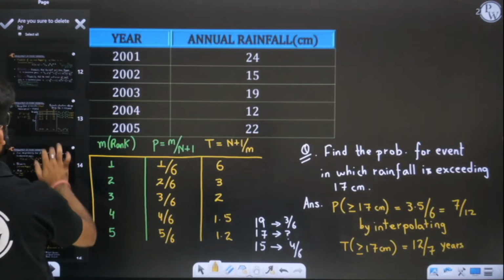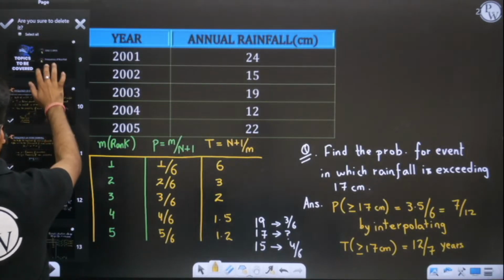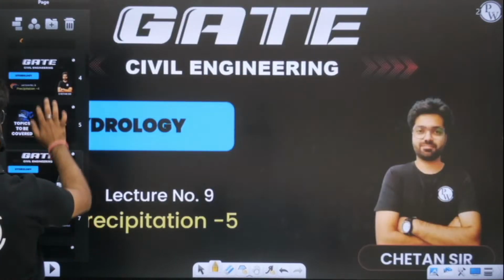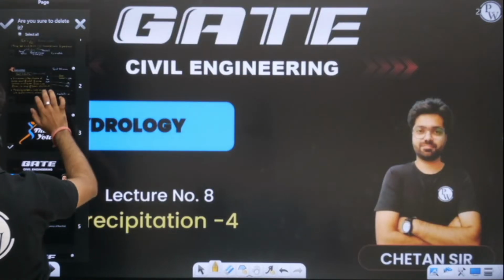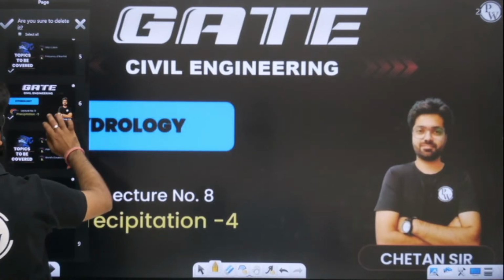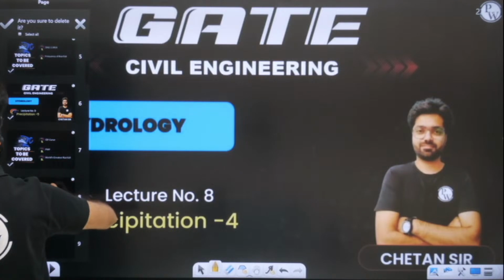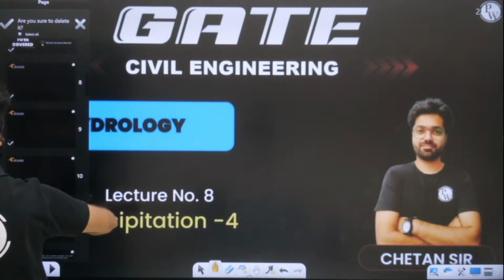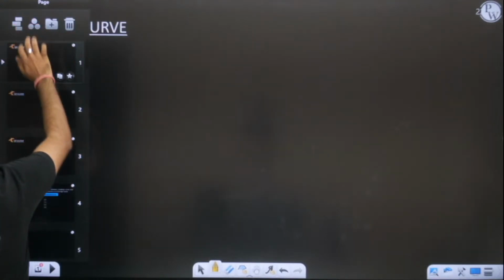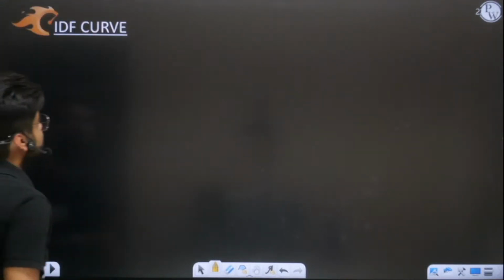So I hope till here everything is very, very clear to you. Today we are going to discuss about intensity, duration, frequency curve. DAD curve is done. Today we are going to discuss about intensity, duration, frequency curve. Now what is intensity, duration, frequency curve?